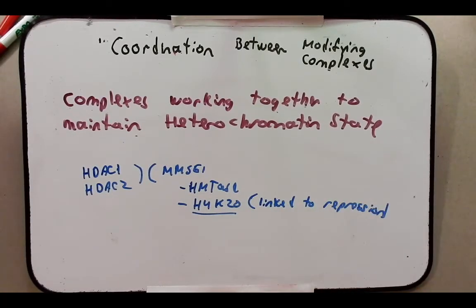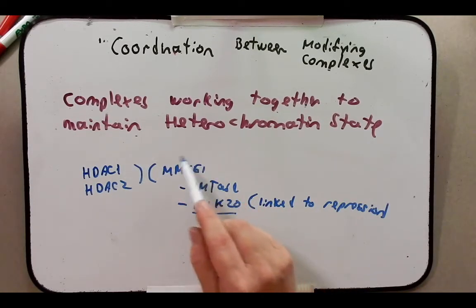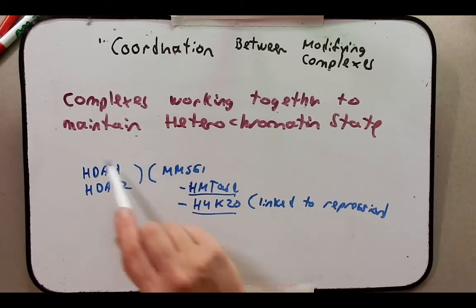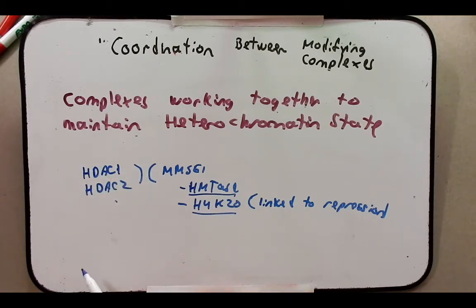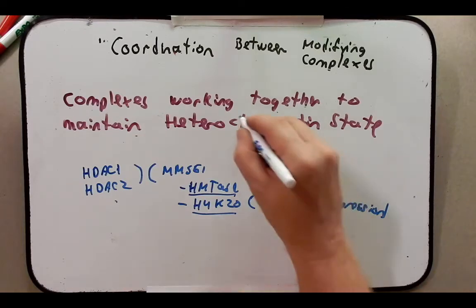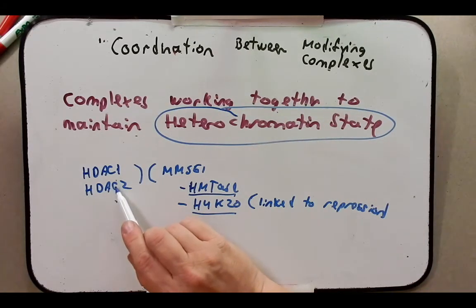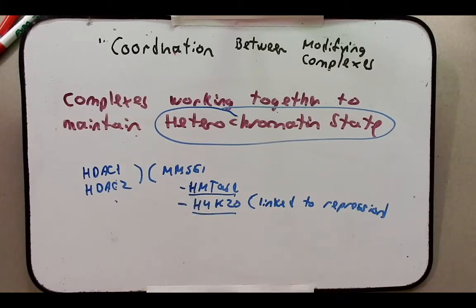So what we have here, coming together, working together, are complexes that bring in these HMTases and complexes that come in to remove acetyl groups. Two things that have to happen in order to maintain this heterochromatin state. It's more efficient if they come together and work together as opposed to removing the acetyl groups and then waiting for it to become methylated. If they're all right there together, they can get the job done a lot more efficiently.